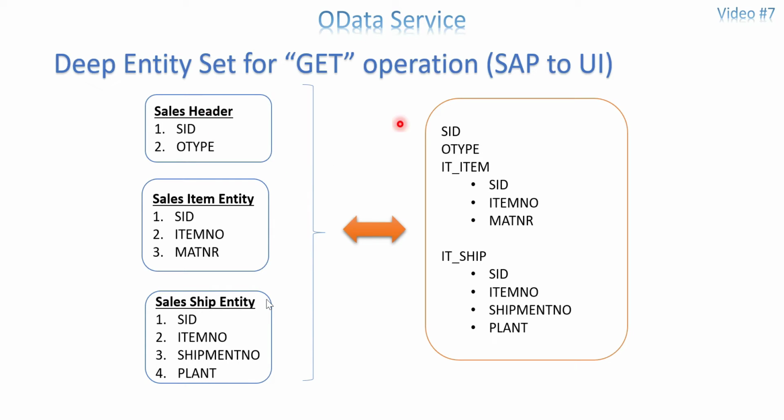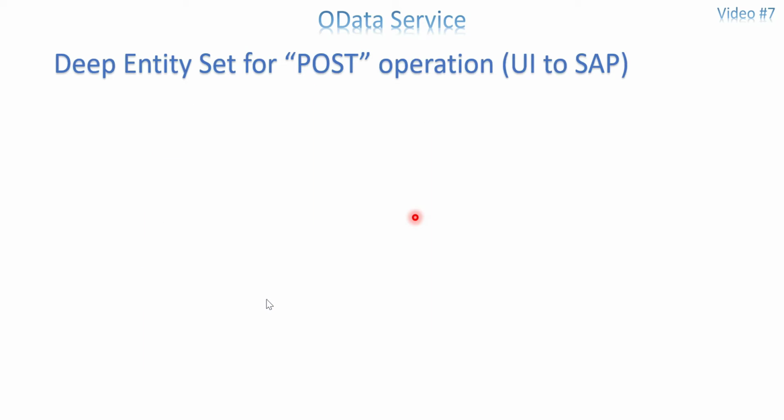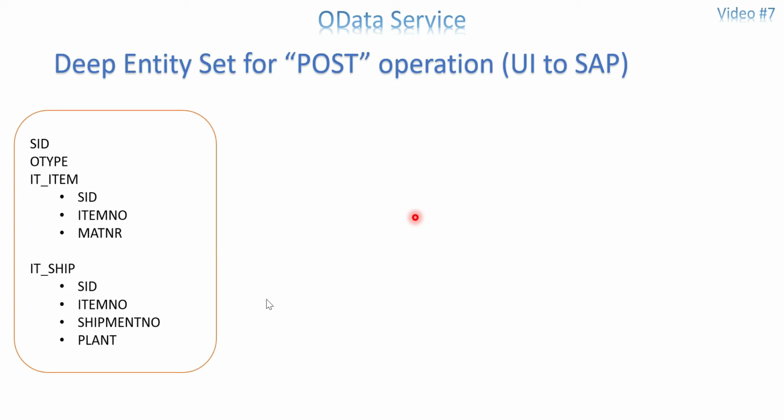So now what I'm going to do is actually going to be reversed. So here it's a post method. Post method is something but some entry to be created in the backend system. So hopefully you have gone through my previous videos about the get, post, and delete methods. So post is nothing but if something is to be created in the backend system. But along with that, the option is they're going to send the information in this manner. So they're not going to send only the header, only the item. So they're going to send the input also as a deep entity set. Maybe one header and multiple items, multiple shipments.